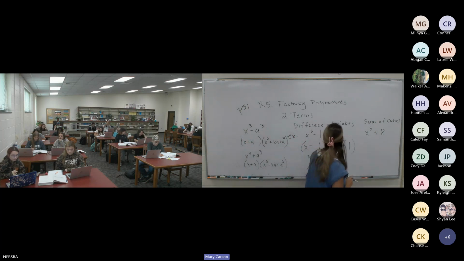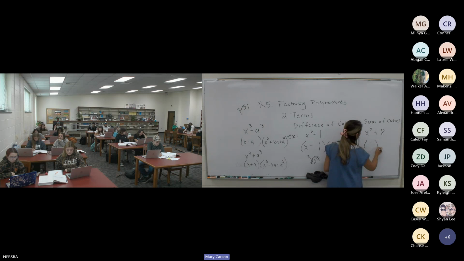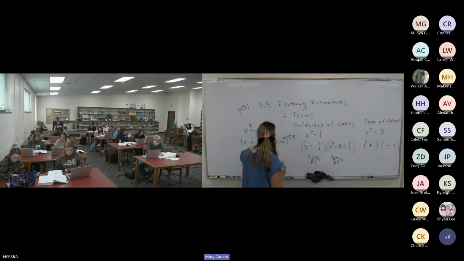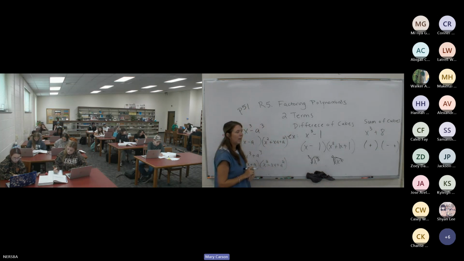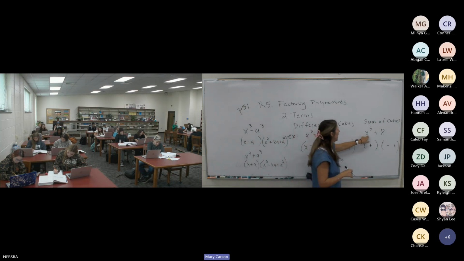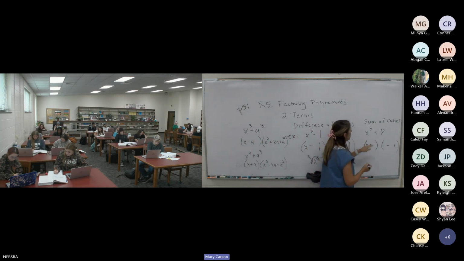So I look at this, and here's my form. It's going to be a plus, minus, plus in my symbols. Sum of cubes, plus, minus, plus. And then you do the same process you did with the difference. You take the cube root of x, which is going to be x. You take the cube root of 8, which is going to be 2. So I fill that one in.